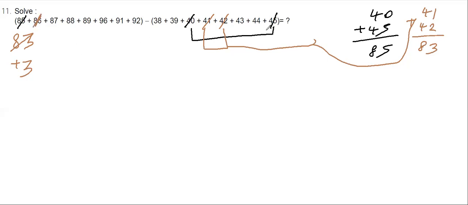Okay, next I will have 43, and let me check the color and change the color. 43 and 44. I am getting 87. Okay, so I have 87 here. I can directly cancel this 87. Next, what do I have? This is done, this is done, this is done, everything is done. Now these two are remaining.